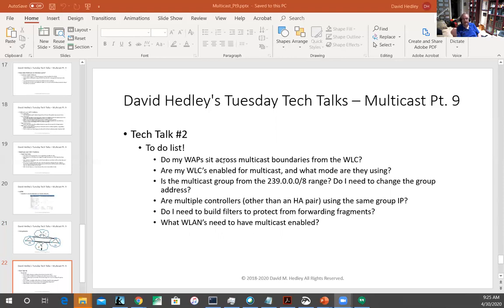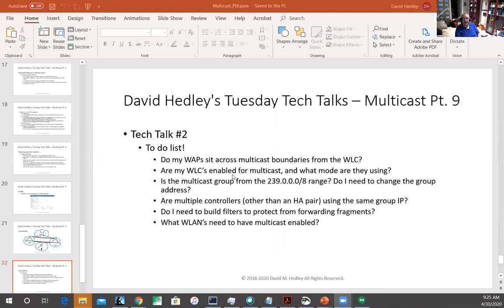Do MOAP sit across multicast boundaries in the WLC? And that can include things like, hey, there's no PIM between them, because of what I just talked about moments ago with your carrier saying, no, we're not doing this, right? So that's important to know. And if you're not going to go and fix that problem, then your next choice is, well, maybe I don't use multicast mode multicast.